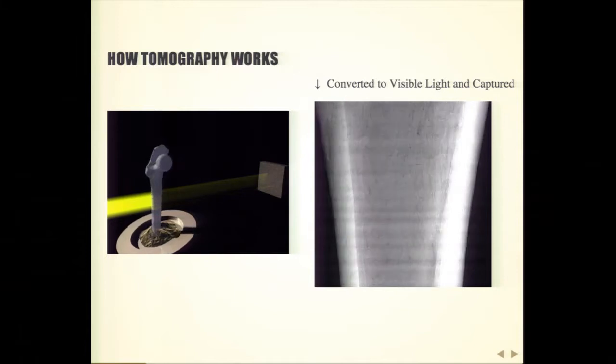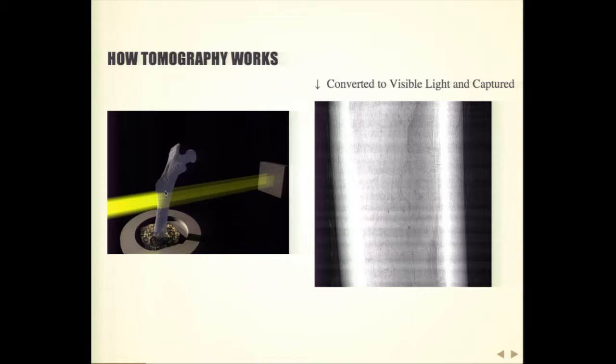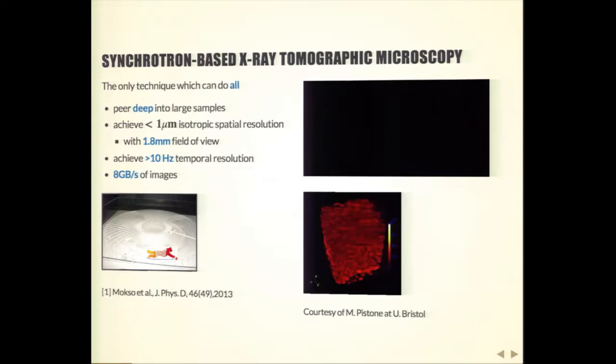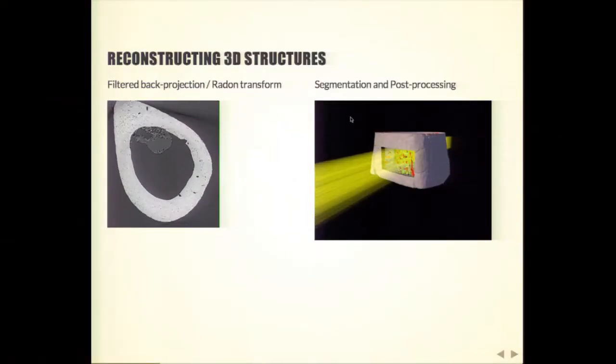For how tomography itself works, you have the sample here. This is a bone, which is rotated 180 degrees, and you then capture these projection images. I'll show it again, where you have these images on the right, which are the light that goes through the bone, and you get a shadow, like the X-ray you get at a hospital. You can then use filtered back projection and other techniques to reconstruct it into a stack of slice images, and then do the segmentation and post-processing to get the 3D structures out of this stack of images.